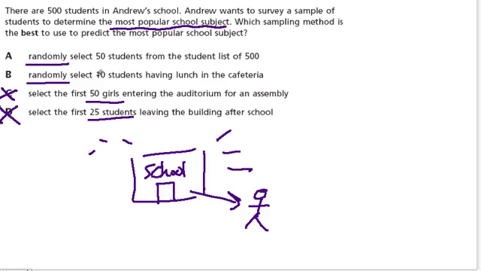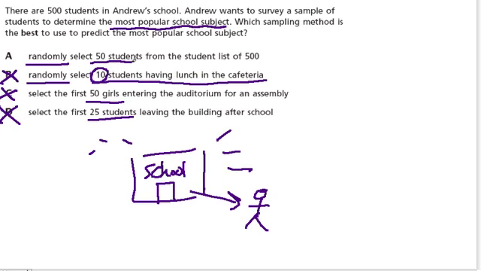So now we randomly select 10 students having lunch in the cafeteria, or randomly select 50 students from the student list of 500. Well, again, the students that have lunch in the cafeteria, first of all, this group is smaller, so it's going to be less random than this group right here. And also, they're all in the cafeteria, all eating lunch at the same time. They're part of a very similar group. So that's out.